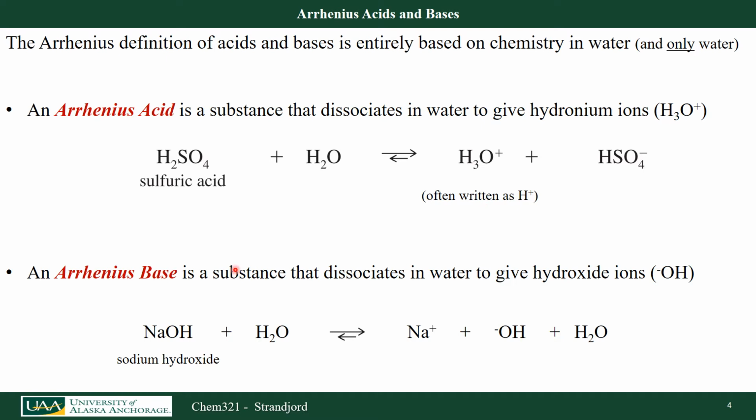If I look at an Arrhenius base, again, we're going to look at some inorganic bases because they're more common for Arrhenius. If I take sodium hydroxide and throw it in some water, my sodium hydroxide dissociates into both sodium and the hydroxide ion. And here it is. So the definition is that an Arrhenius base is a substance that dissociates in water to give hydroxide ions, and that's what sodium hydroxide does.